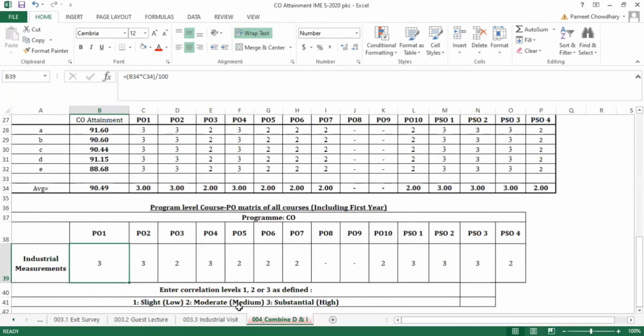We know slightly if it is achieved, it is 1, moderate is 2 and 3 is for substantial, that means high achieved. So here you see the formula: CO attainment average value I have got 90.49 and PO1 average I have got 3. So you multiply these two and divide by 100, you will get the PO1 attainment of this subject. So the formula has been entered: B34 multiplied by C34 divided by 100. I have got this value of PO1. Same way PO2, PO3 up to PO10 and all 4 PSOs as well. Again, these formulas are already entered.